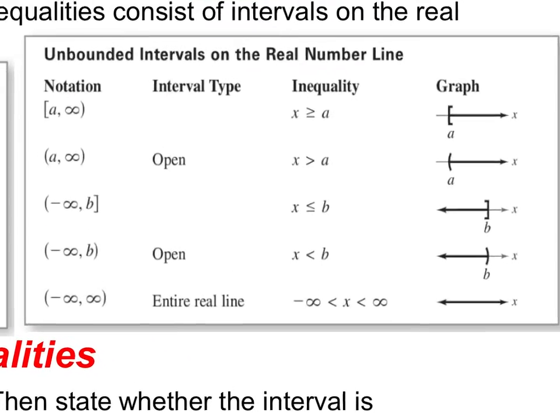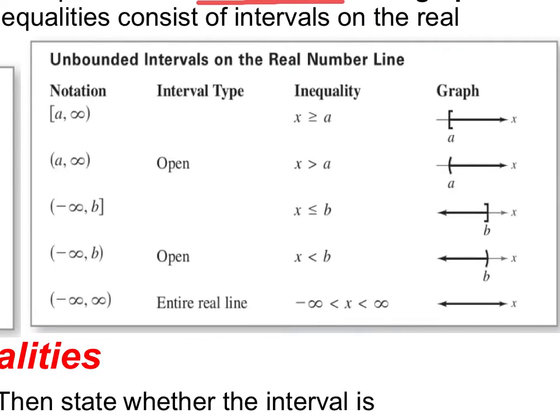And then here's your unbounded, where you just have one situation you have to deal with, one value you're focused on instead of two. So here we have x is greater than or equal to a. Okay, so we have the bracket because it's equal to, and then it just goes on forever with that arrow. So please make sure you include arrows.